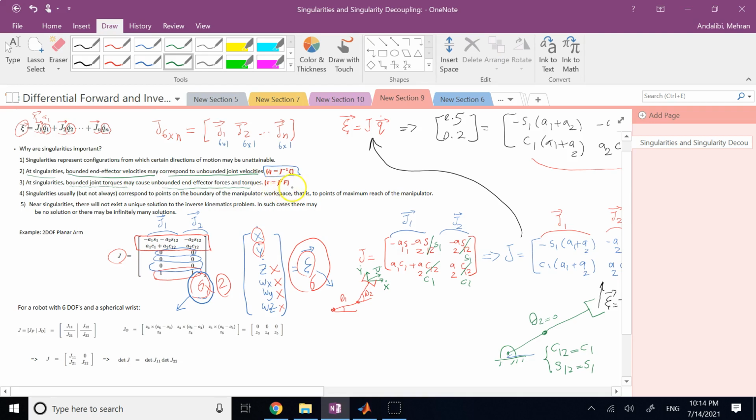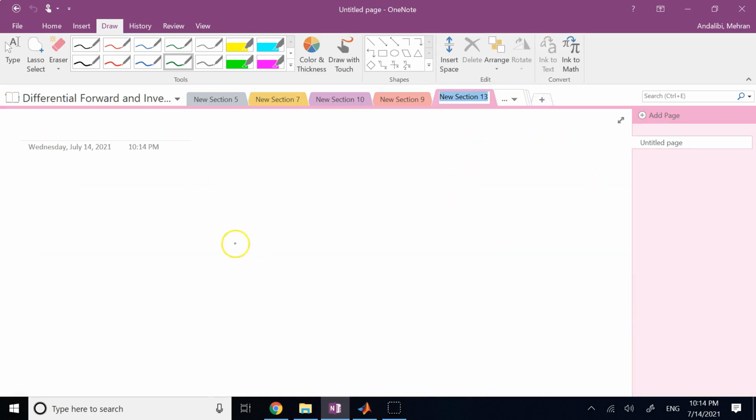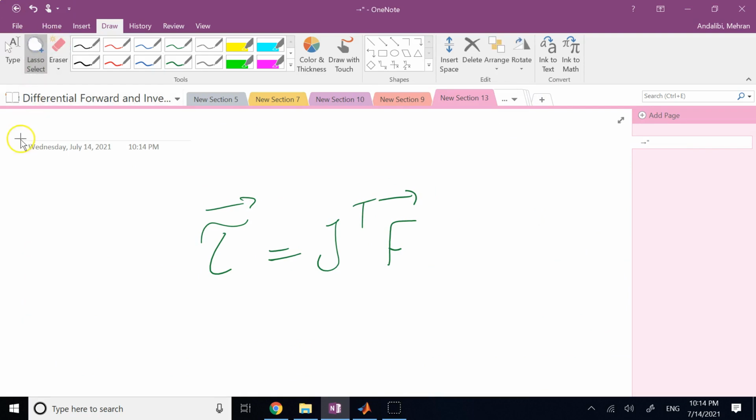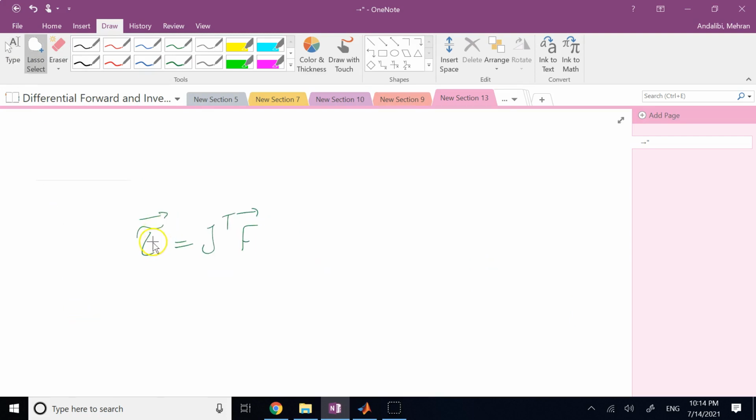So tau equals J transpose F. Let's take a look at that. Why is it that you can have bounded torques at the joints, yet get unbounded force at the end effector?